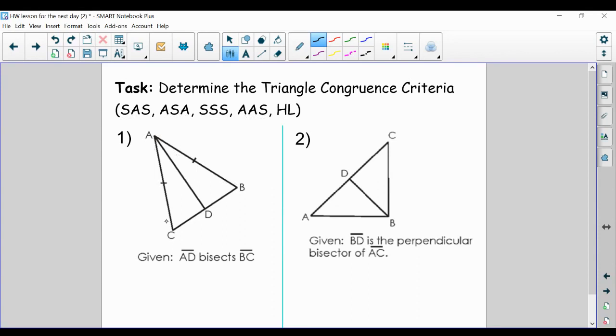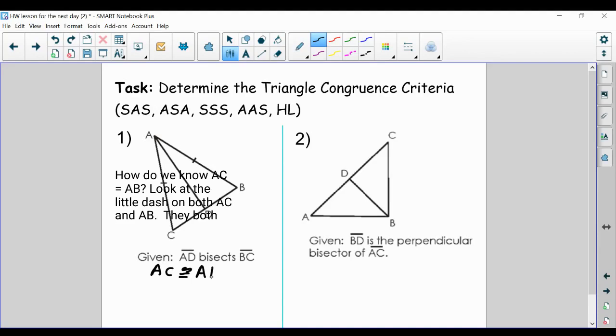So first, let's read the question. They are giving to us AC is congruent with AB. So we're going to write that down. Please write that down, copy it down. AC is congruent with AB. That is a side, not an angle.